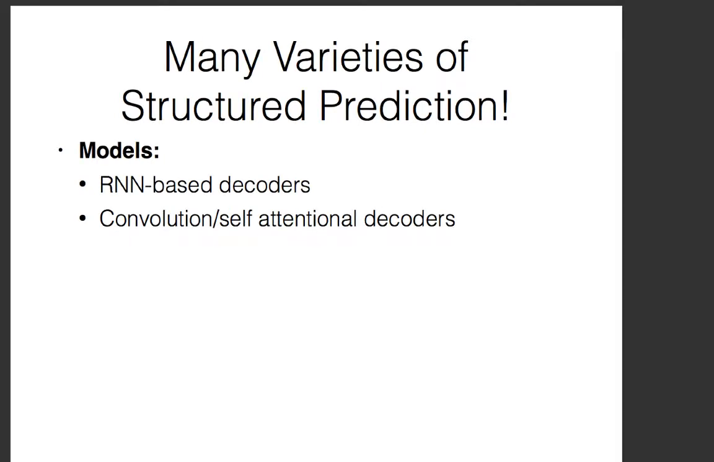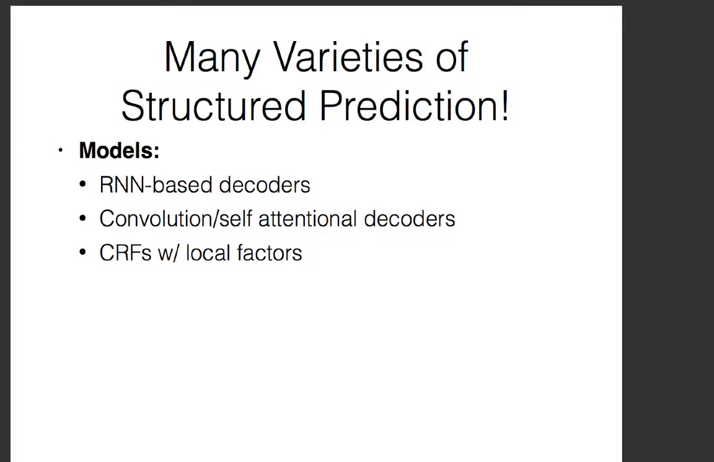Also, convolutional and self-attentional decoders, which I talked about in the previous couple of classes, are similar. They predict one word at a time. The first two are basically what are called autoregressive models. Autoregressive models are models that take in an input and generate the output based on the previously generated output. They're also called history-based models. If you see that, they basically mean the same thing.